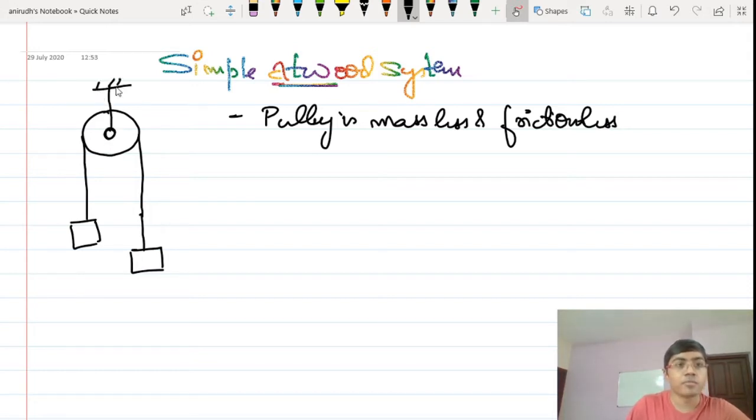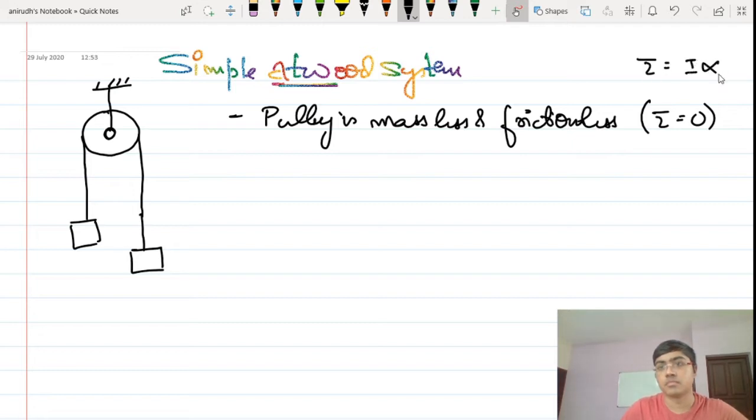Now this is the pulley by which it is going. So that means the torque acting on the pulley is equal to 0. Why? Torque is equal to I alpha, isn't it? Now if mass is equal to 0, then the moment of inertia is also equal to 0 and the torque acting on that is also equal to 0. So this is m1 mass and this is m2 mass, and I am assuming m1 is more than m2 and the mass of the string is also equal to 0. That is also an assumption that is required.